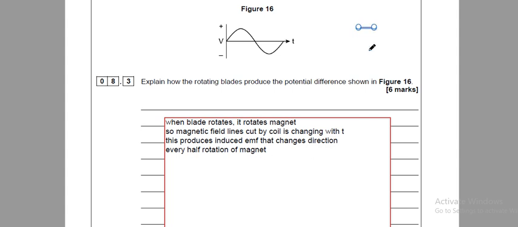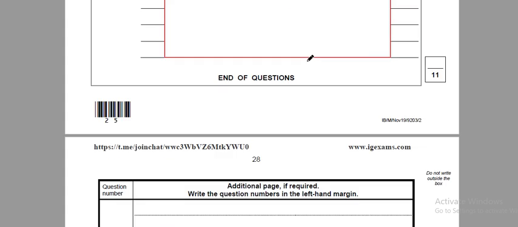Imagine what we learned about the coil that rotates: every half cycle or every half rotation, the polarity of the current in the outside circuit, or the voltage in the outside circuit, reverses.